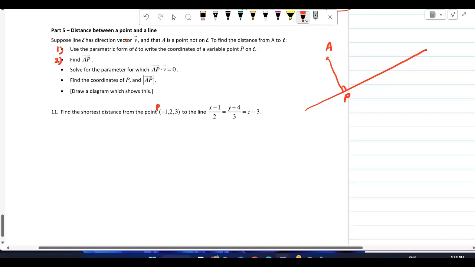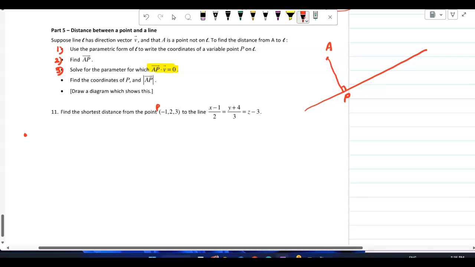Second step, find vector AP. How do you find vector AP? You do OP minus OA. Third step, solve for the parameter for which AP dot V is equal to 0. What is that parameter? The parameter is your T. We call it T. You remember? Okay, so let's start. Let's do the first step.